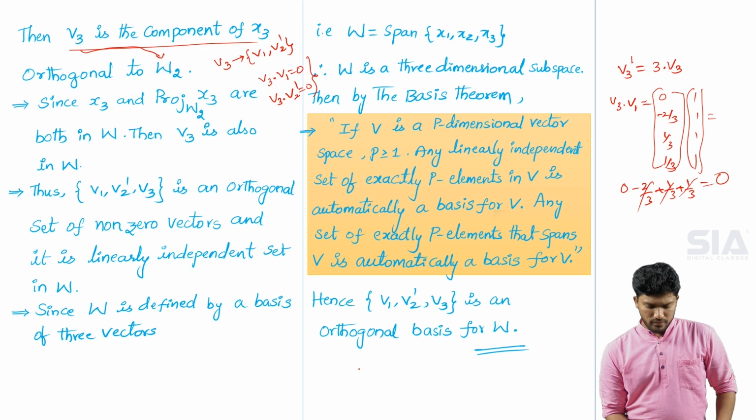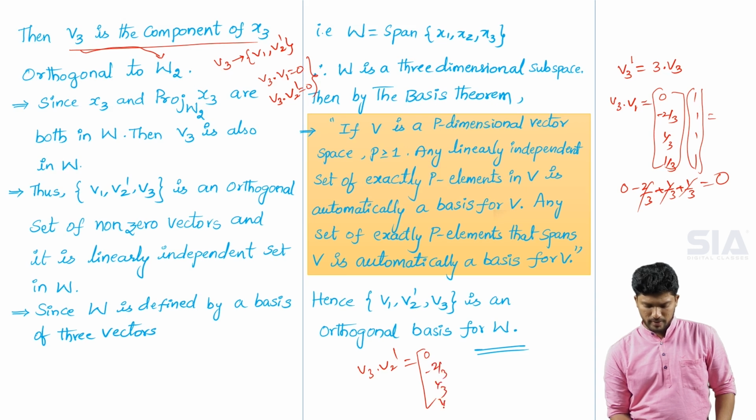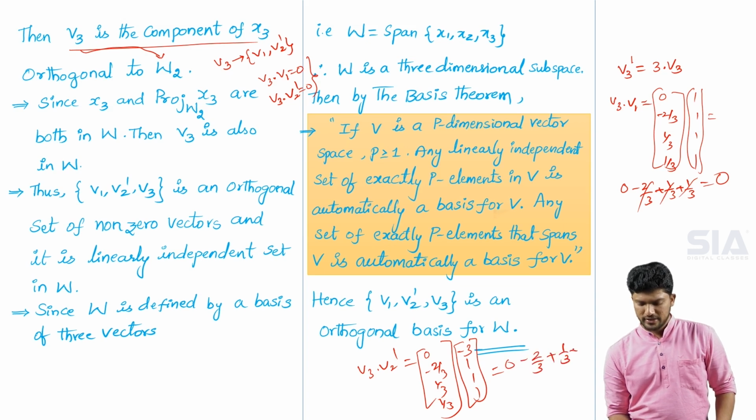Similarly v3 into v2 dash also you will get 0. Why? Because v3 is 0, minus 2 by 3, 1 by 3, 1 by 3, and v2 dash value we have is minus 3, 1, 1, 1. If you multiply them, the first value is 0, the second value is minus 2 by 3, the third value is plus 1 by 3, the fourth value is plus 1 by 3. So therefore plus 2 by 3, plus 2 by 3, minus 2 by 3, value 0.